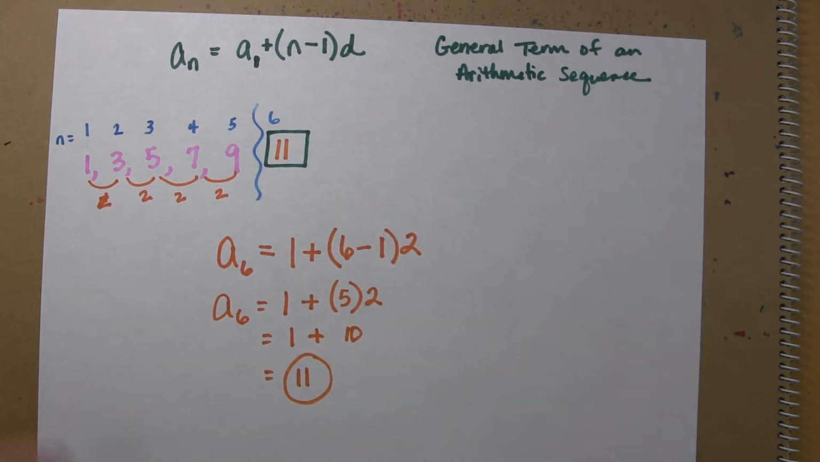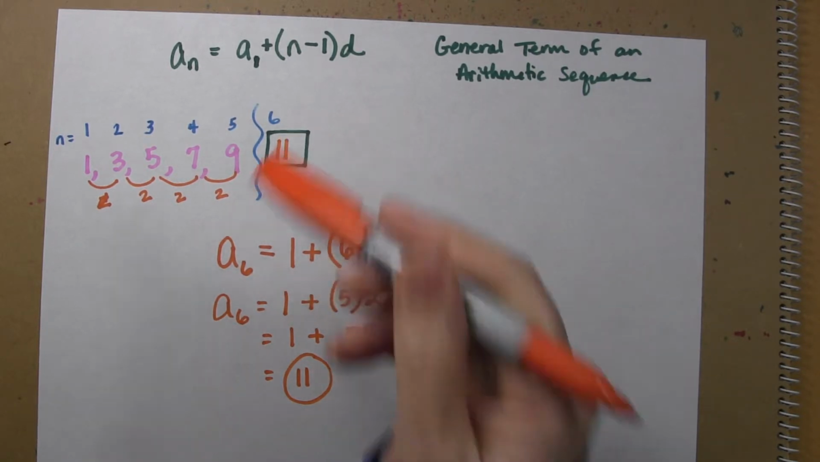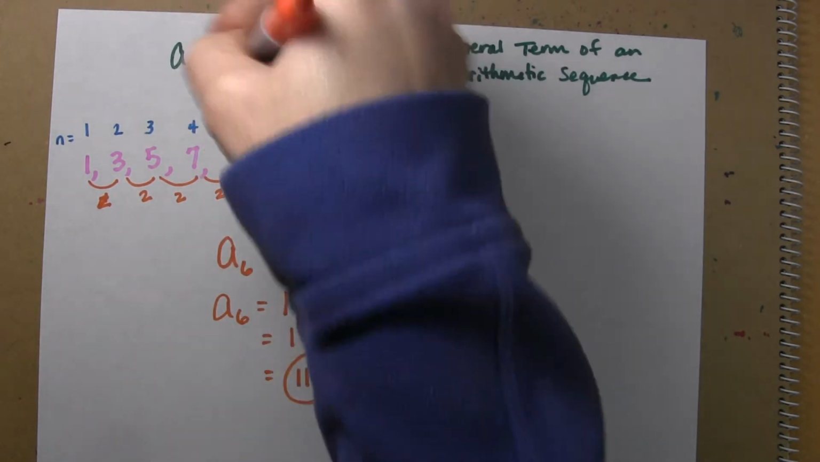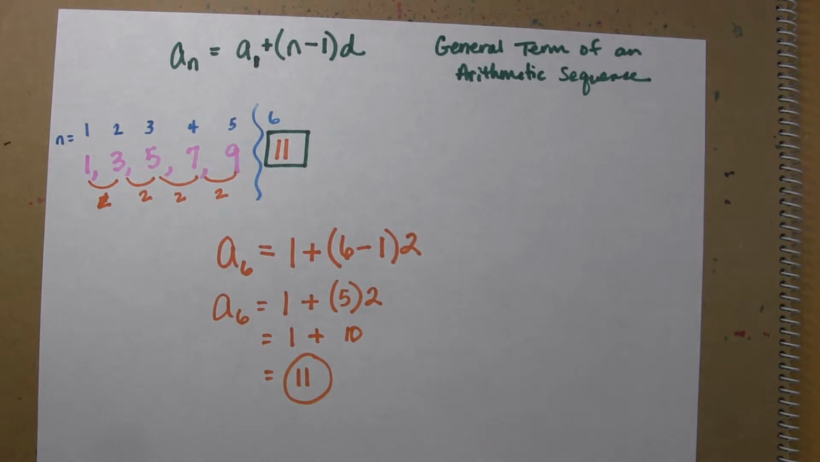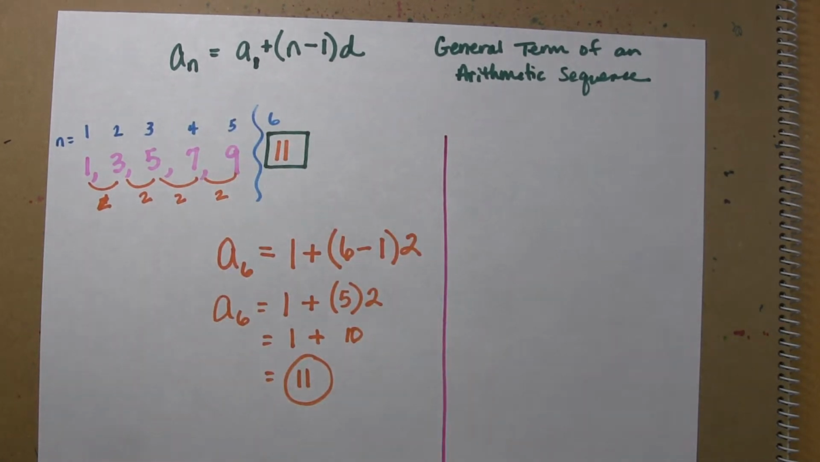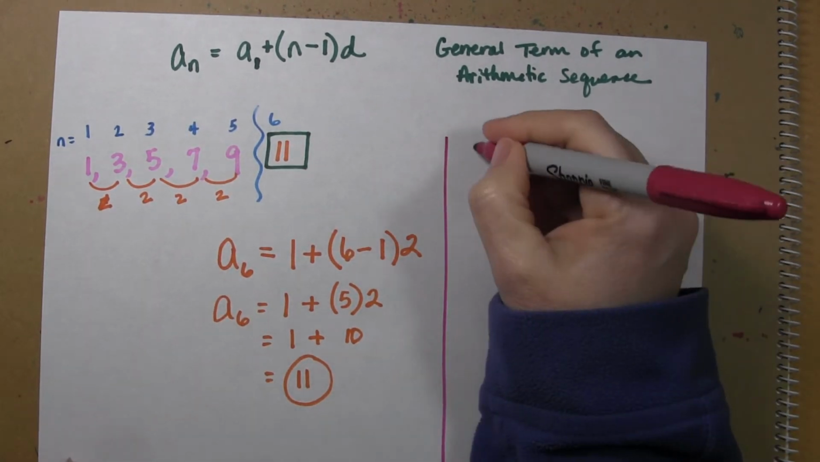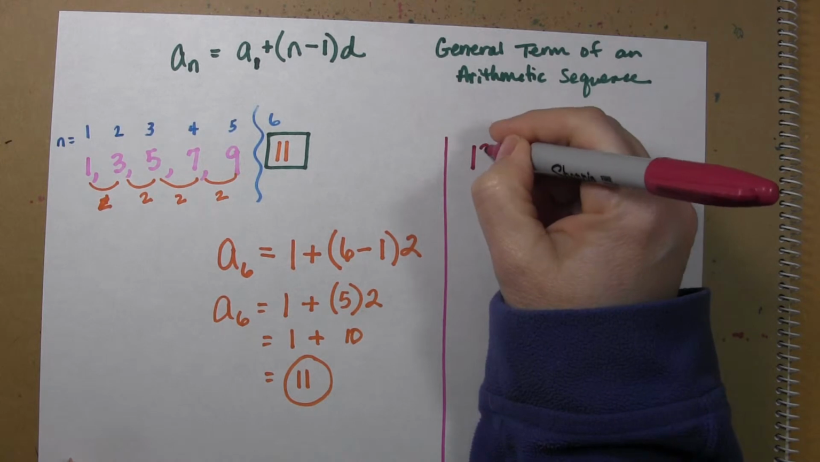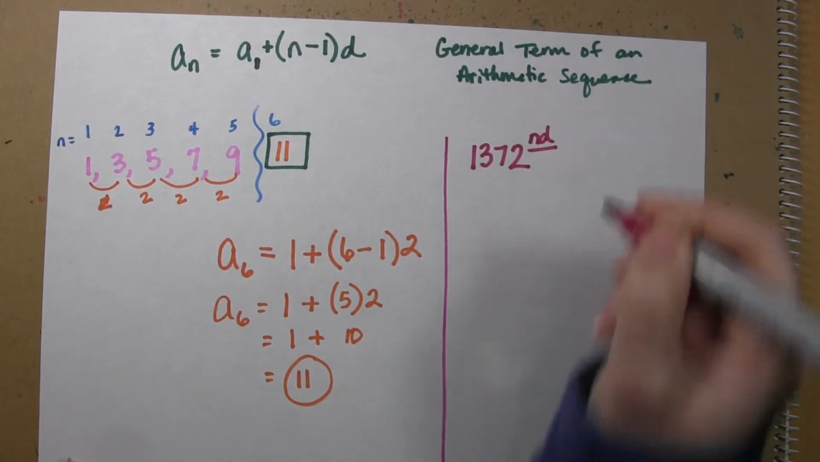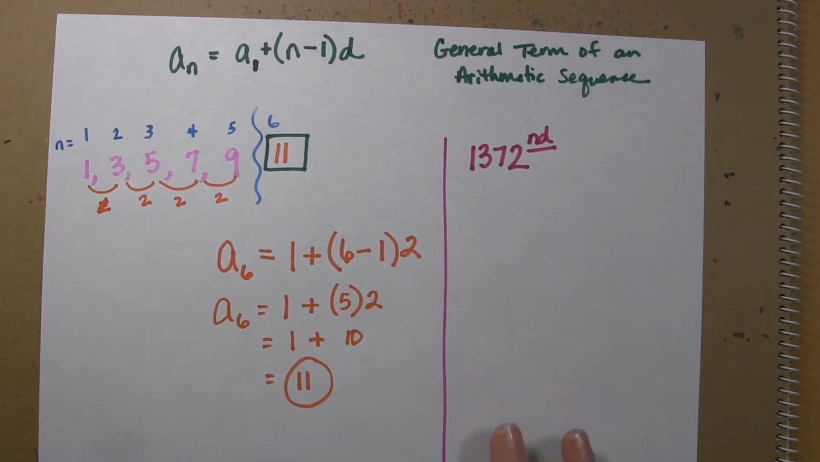Isn't that lovely? And now you're thinking, why do I have to know this? If I can just look at this series and I know that this is going to be an 11, why is it that I have to learn this whole complicated thing? Well, what an excellent question. I'm so glad you asked it. What if we looked at this term right here and I wanted to know what the 1372nd term is? That's what I want to know.